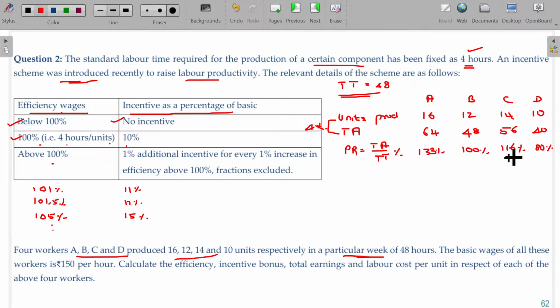80%. So what? 83%. Okay, 83%. Now what about the incentive offered? Incentive offered for 100% being 10%. Above 100%, you find out the higher performance rating beyond 100. To that number will be added the 10. So 33 plus 10, 43% incentive. In this case, 26% is the incentive.